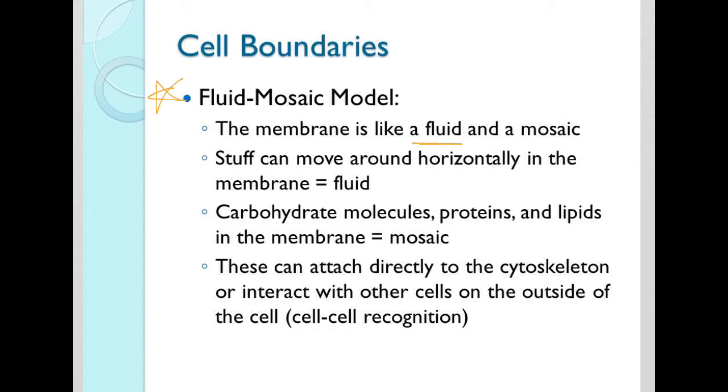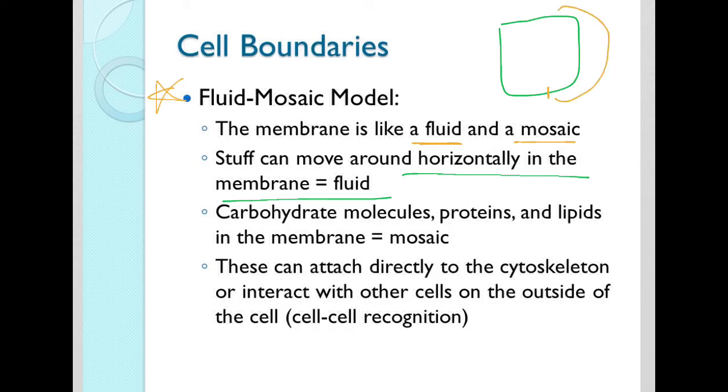The membrane is sort of like a fluid and a mosaic together. Stuff can move around within the membrane, which means it is fluid. For example, if I have a cell and I have something in the membrane over here and I want it to move to this side of the cell, it can move through the membrane to be over here. That's fine. So it's fluid. Stuff can move around within the membrane.